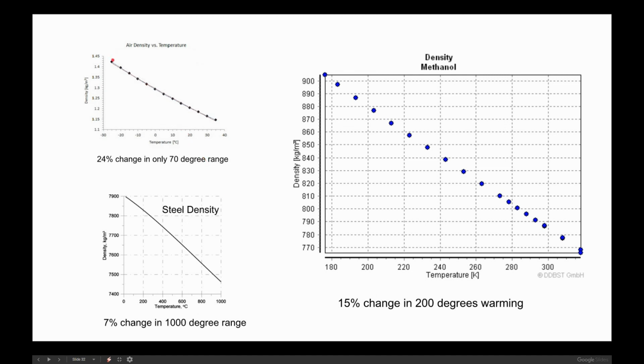Notice the densities aren't changing what we'd say linearly. This one here looks like a dead straight line, but you can sort of see steel, there's an itty bitty curve, and air, there's a little itty bitty curve, but it seems to be double the temperature and the density falls to half. Cut the temperature in half and the density doubles. That seems to be kind of the thing it's doing.